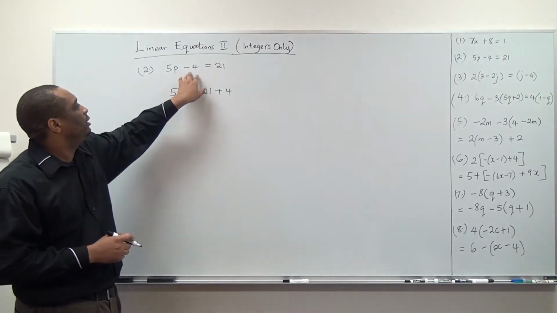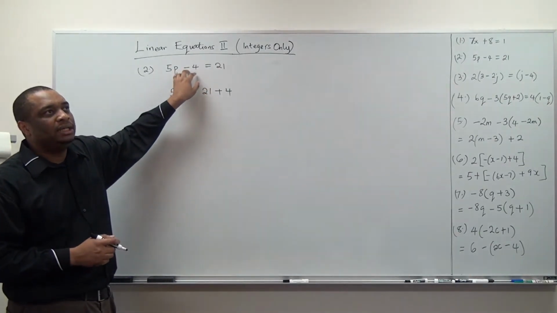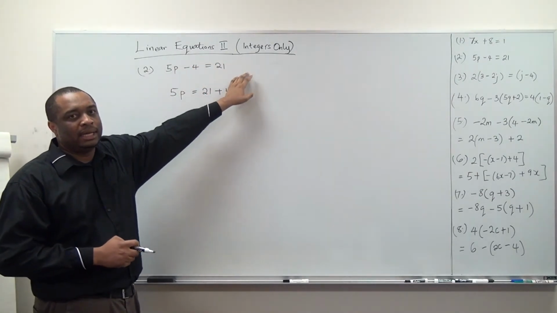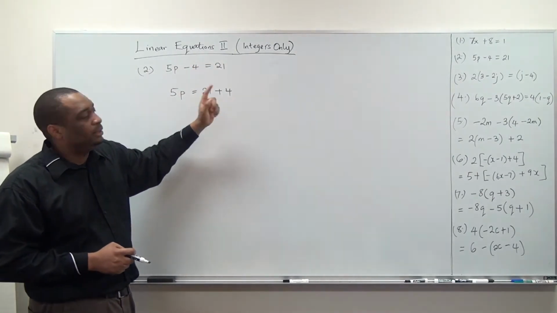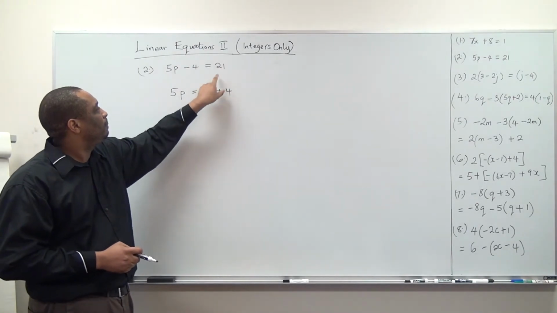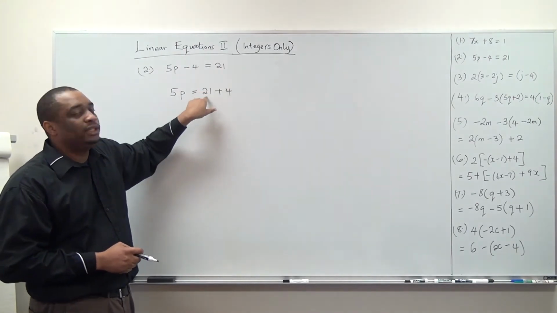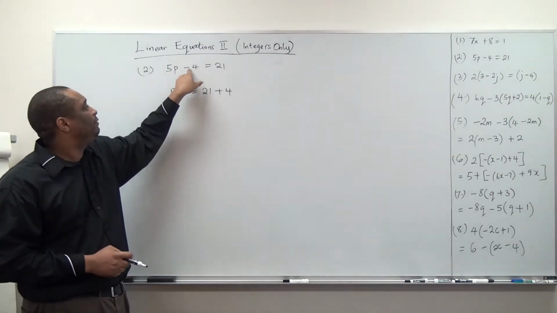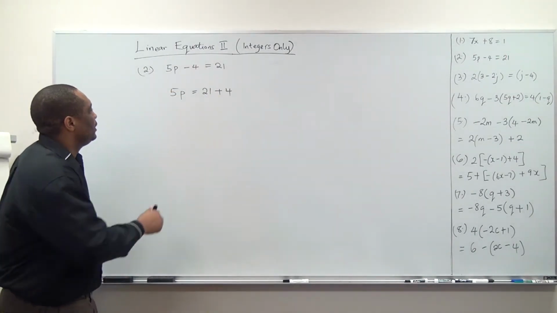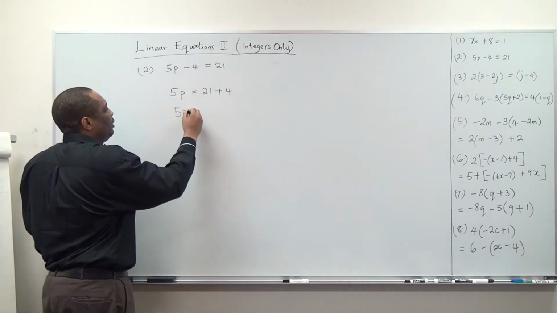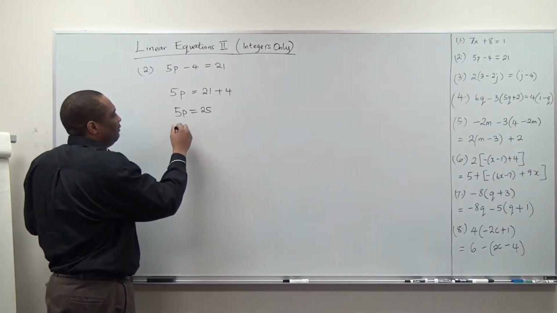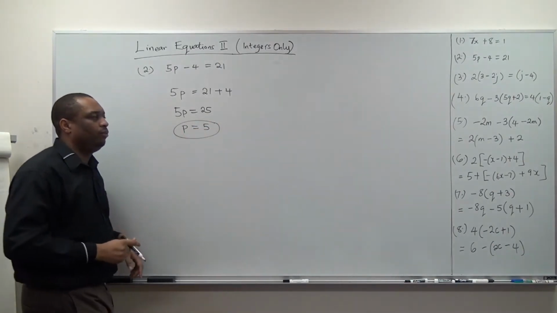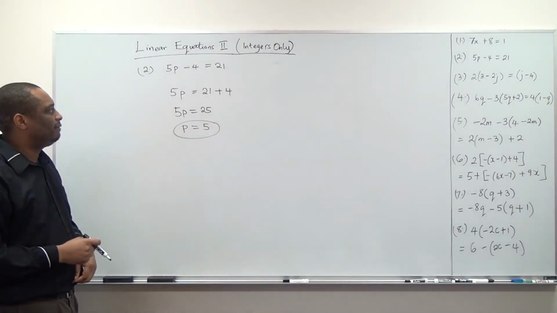If -4 here on the left-hand side wants to move to a new neighborhood, which is on the right-hand side, he has to stay in line. He has to come behind the one already there, 21. And he will now change his sign, -4 to +4. So this gives you that 5p will be equal to 25. You divide both sides by 5, p will now give you 5.